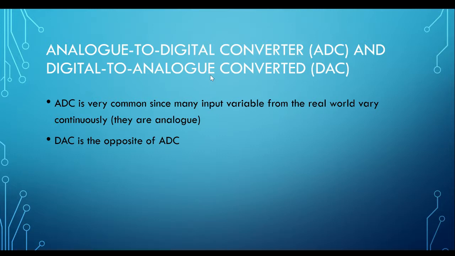Digital to analog converter is the opposite. It means that you have information 1111 and you need to output 5 volts into whatever actuators are doing the work. So ADC and DAC are two different things. They are the inverse of one another.